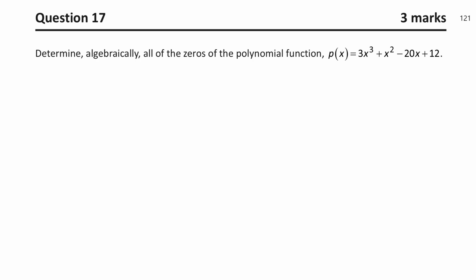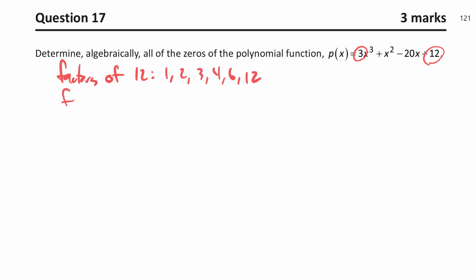17. Determine algebraically all of the zeros of the polynomial function. Now, for determining the zeros, we have to look at that last term and the first term and those coefficients. So for the 12, we're going to look for factors of 12. That's going to be 1, 2, 3, 4, 6, and 12, and of course the plus minus. Then we're going to look for factors of 3, which are 1 and 3.